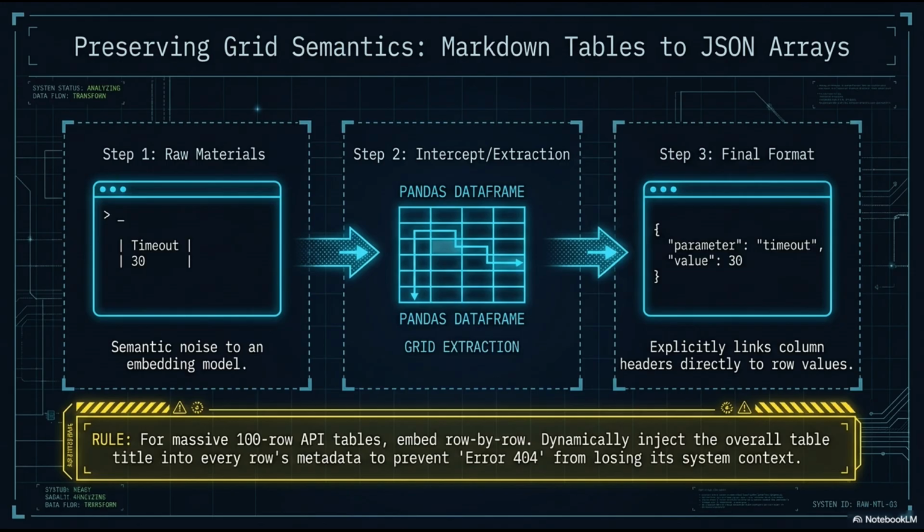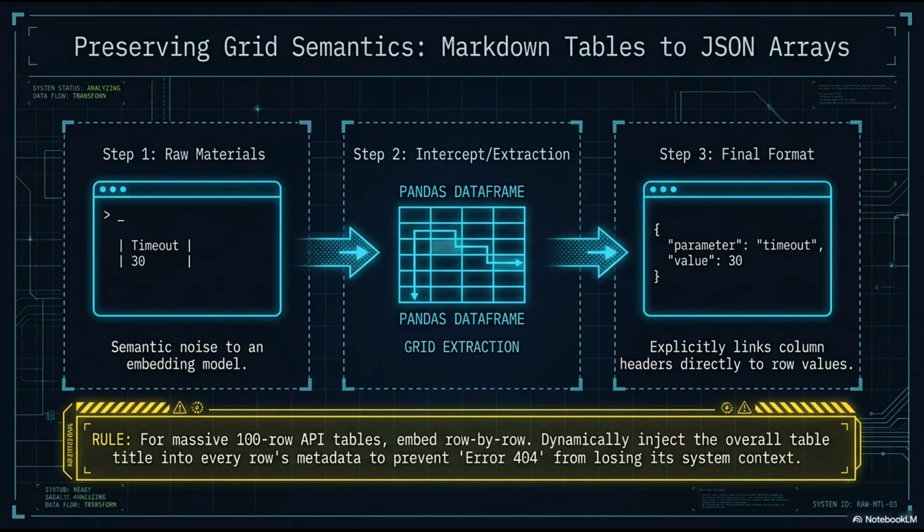Exactly. And this introduces a critical architectural decision. Let's say you parse a massive 100-row table of API error codes into a JSON array. Do you take that entire massive JSON block and embed it as one single vector? Or do you iterate through the JSON array and create 100 separate vectors, one for each row? My gut tells me you'd want them separate so you can find the exact error code faster. But does that break the context?